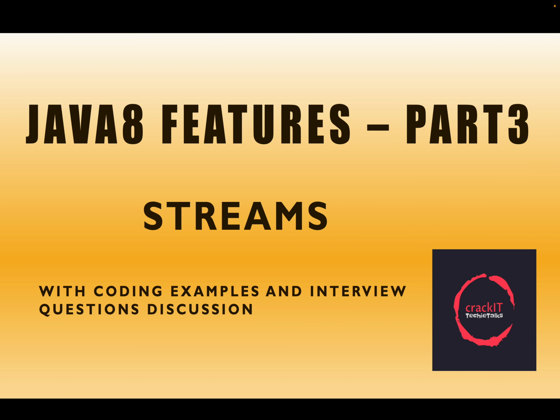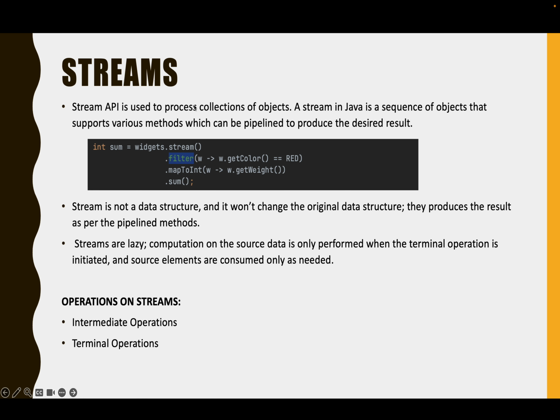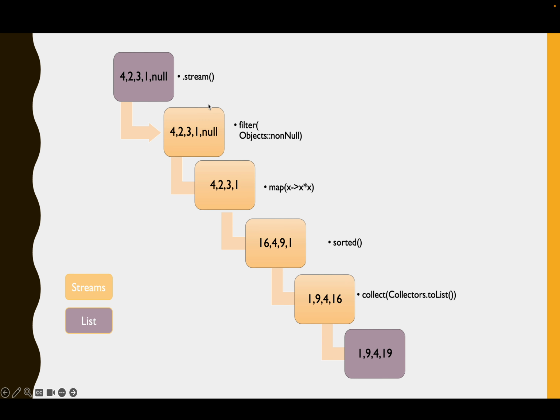Let's start the discussion. What are streams? Streams are used to process collections. Here, this is a collection, for me this is a list, and if I give dot stream, that will produce a stream for me. This stream will be used to process the collection, and this stream is a sequence of objects.